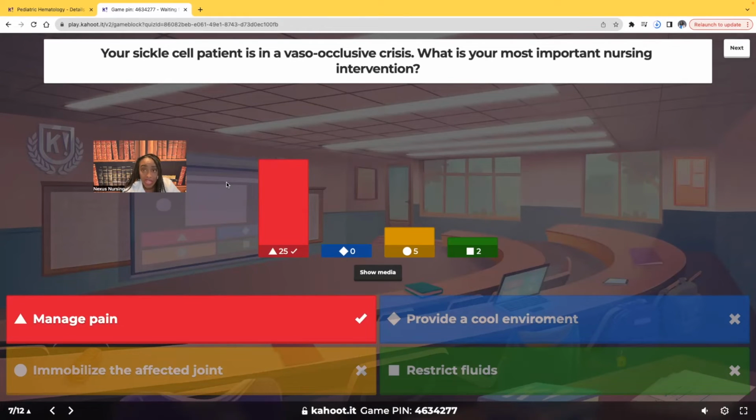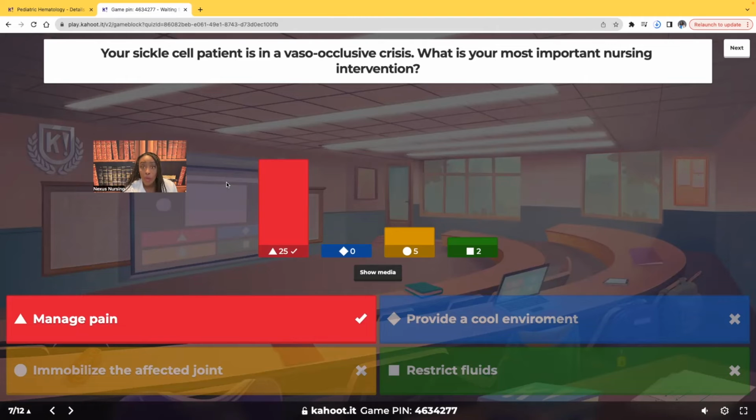Very good. Pain management. Again, you give that patient fluids, you address the pain, you address the oxygen, and of course, you address their hydration status. I'm very happy no one chose provide a cool environment. Let me tell you something. Cold causes what? Vasoconstriction. If this patient is in vaso-occlusive crisis, that means those RBCs are sickled. They're clumping together. They are blocking. They are obstructing blood flow. Why in the world would we want vasoconstriction? Absolutely not, right? If anything, we want vasodilation. We would want warmth. So that's wrong.